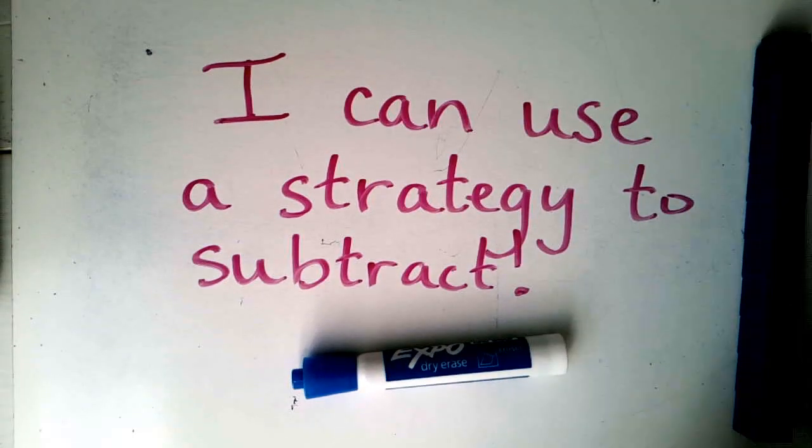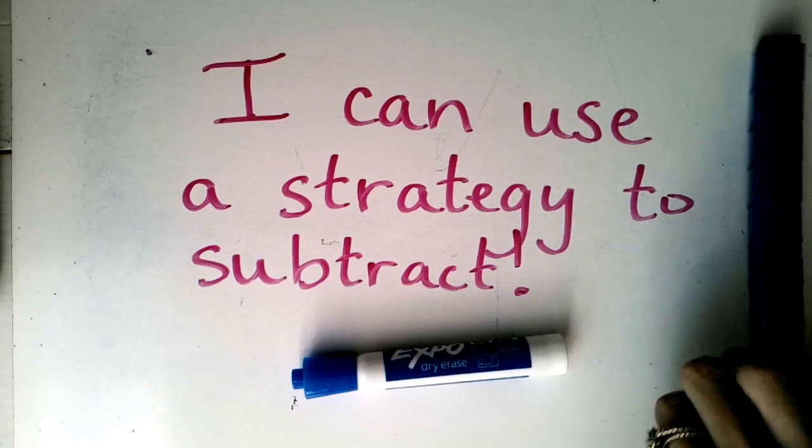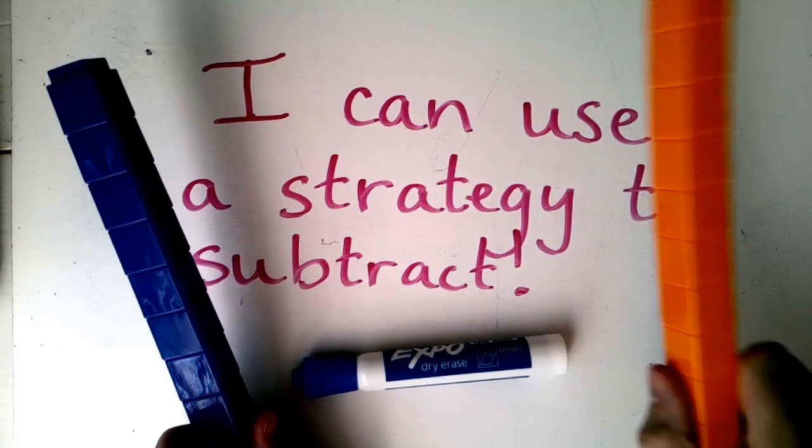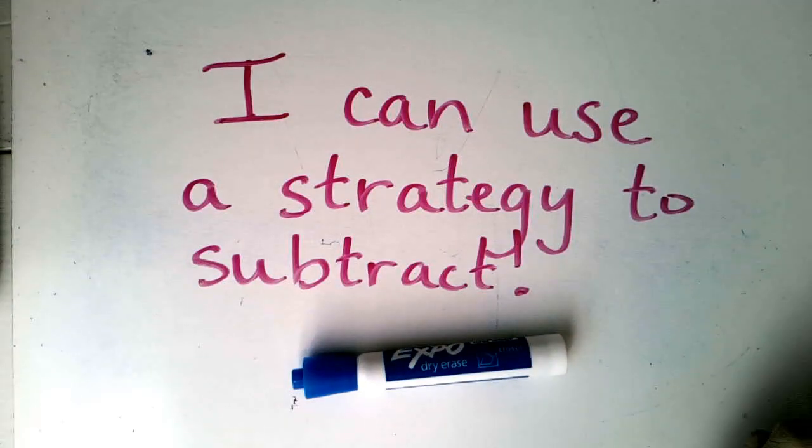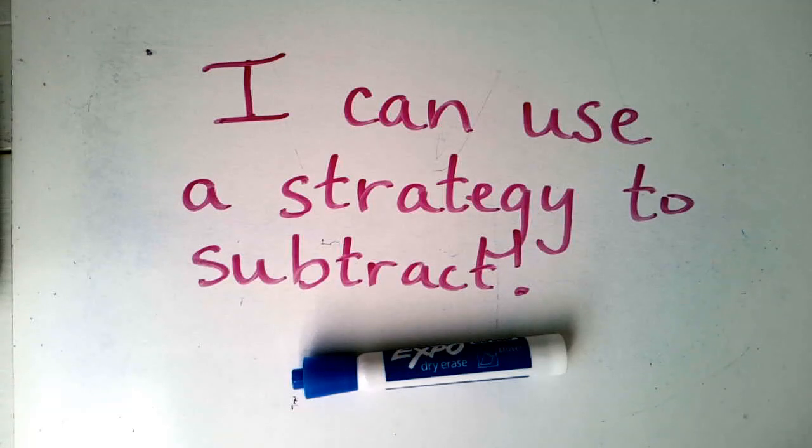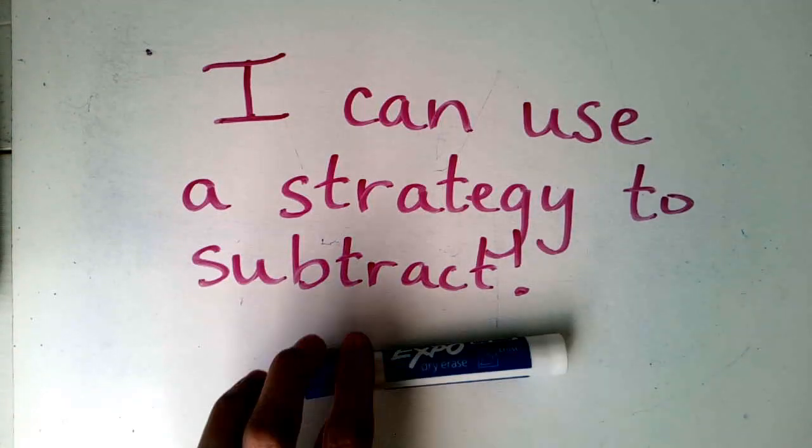Okay? So if you need to pause me to go get those Lincoln cubes, you need 10 of one color and 10 of another color. Your whiteboard or your math book and something to write with, please go ahead and do that. Otherwise, we will go ahead and get started when you press play.